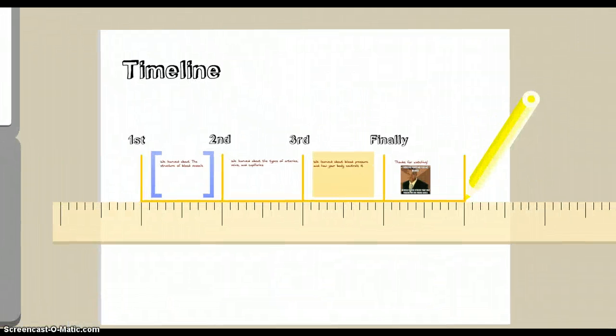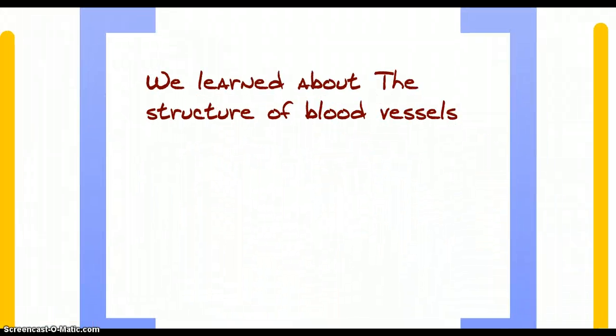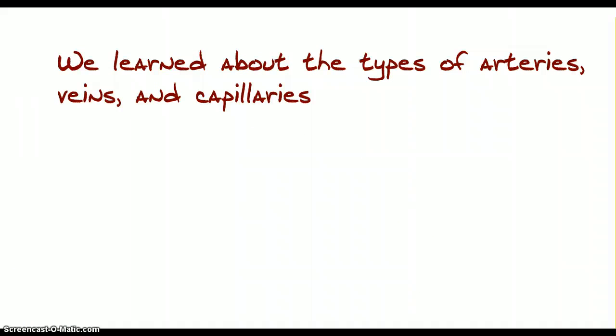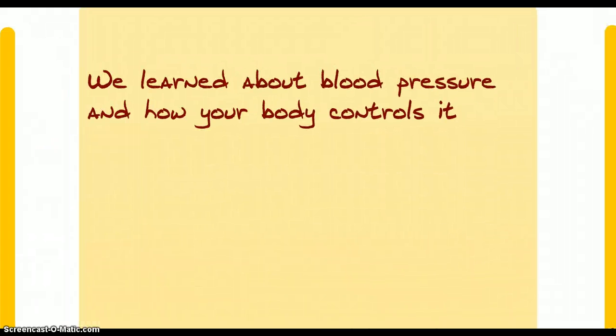Now, here's a little timeline of what we learned in the video. First, we talked about the structure of blood vessels. Then we talked about the types of arteries, veins, and capillaries. After that, we talked about blood pressure and how your body controls it.